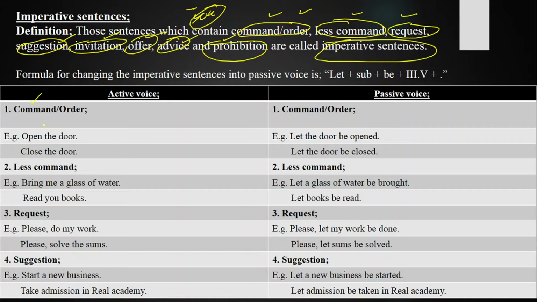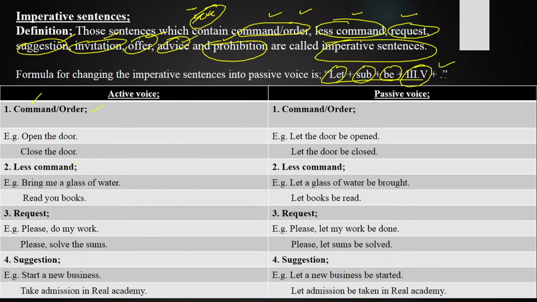Now, the formula for changing imperative sentences into passive voice: you will have first let, then the subject, then be, then the third form, and then a full stop. This is the simple formula for changing from active voice into passive voice. So let's take sentences of command. I say, open the door. The passive for that is, let the door be opened. Close the door, let the door be closed.